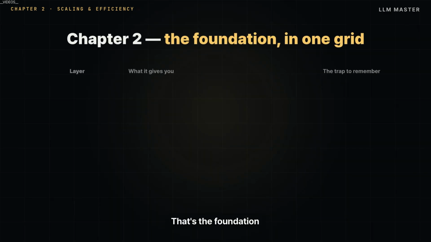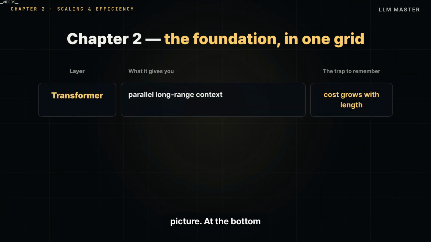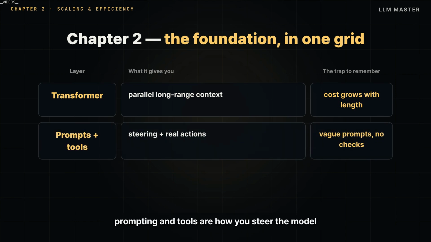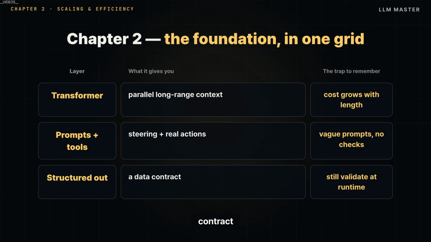That's the foundation. Step back and hold the whole chapter as one picture. At the bottom, the transformer gives you parallel, long-range understanding of text. Powerful, but its cost grows with length. On top of that, prompting and tools are how you steer the model and let it act in the real world, undone by vague instructions or by trusting output you never validated. Structured output turns replies into a data contract, but only if you still check that contract at runtime.